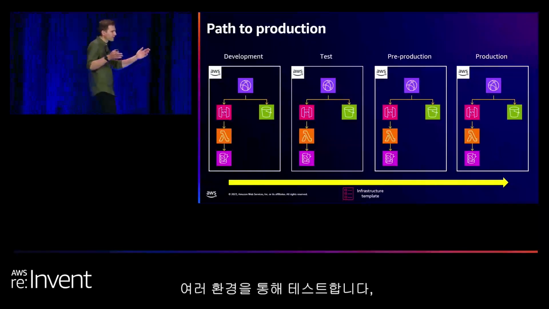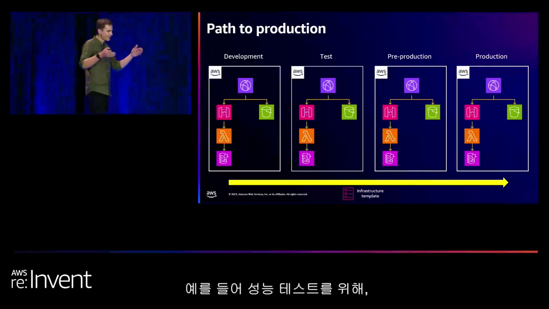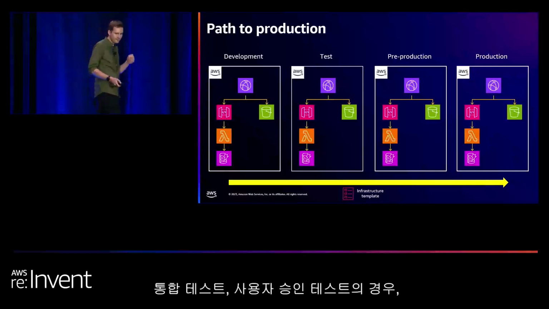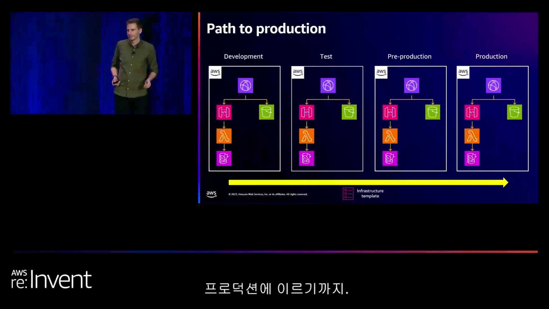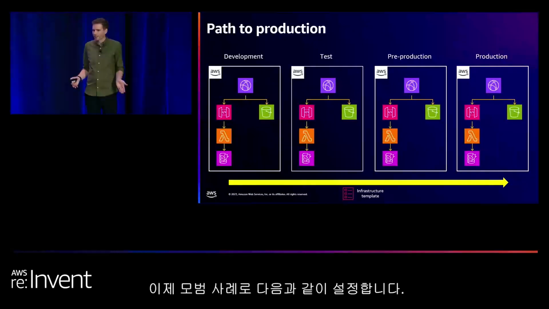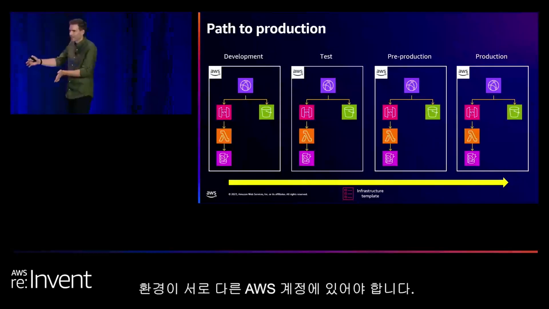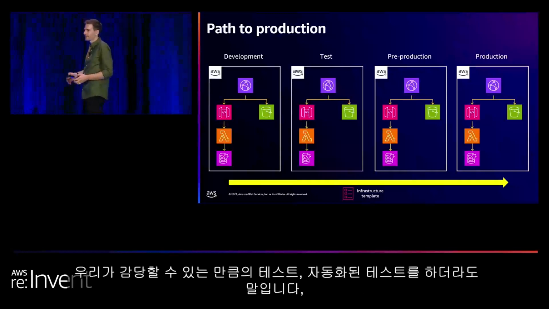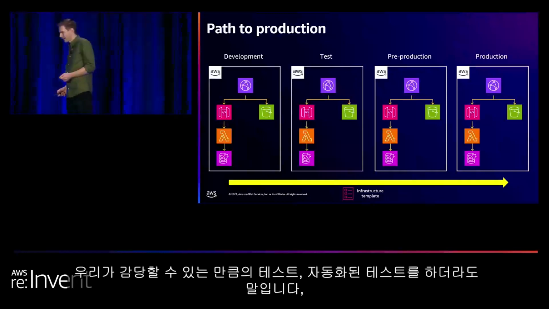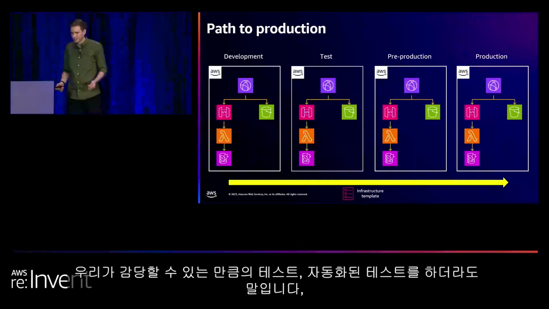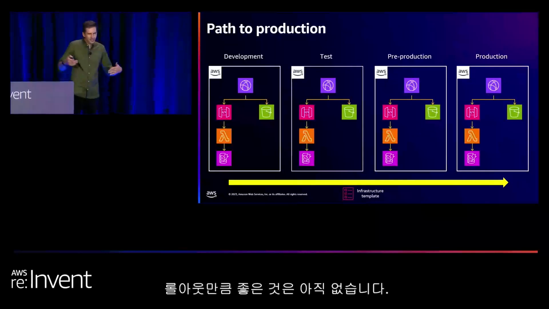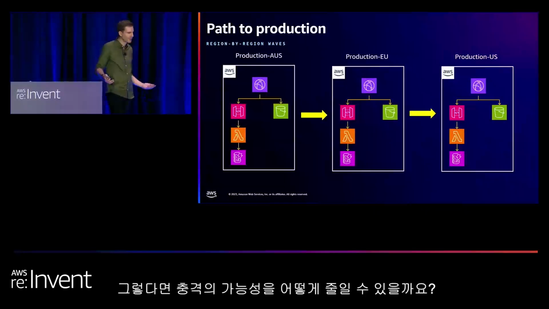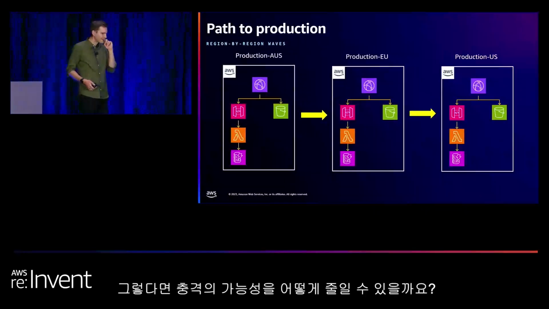And we roll this artifact through a path to production. So we take it through multiple environments, for example, for performance testing, integration testing, user acceptance testing, all the way through to production. Now, for best practice, we'd want to have these environments in different AWS accounts. But when we actually get to production, even with as much automated testing as we can afford, there's still really nothing like rolling out to production. So how do we reduce the possibility of impact?